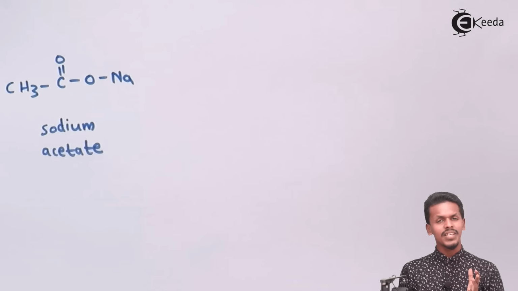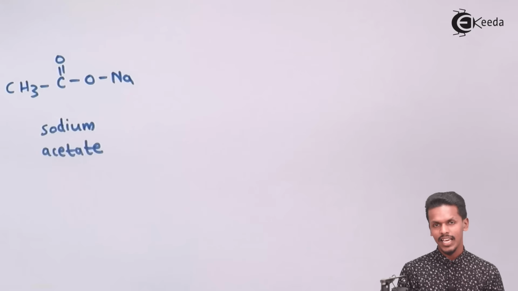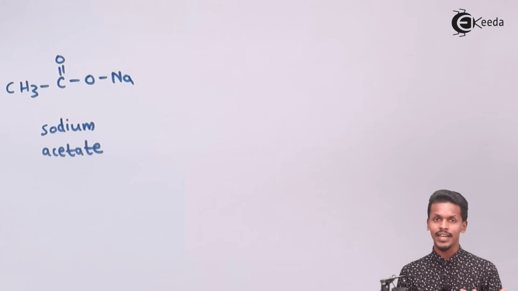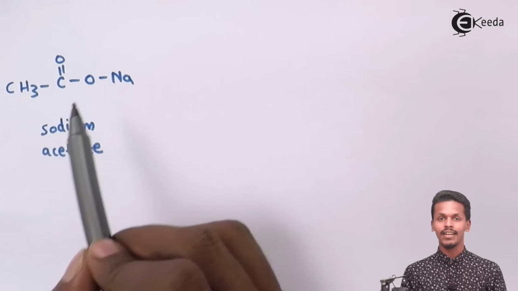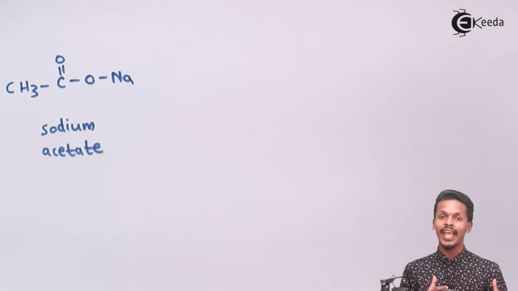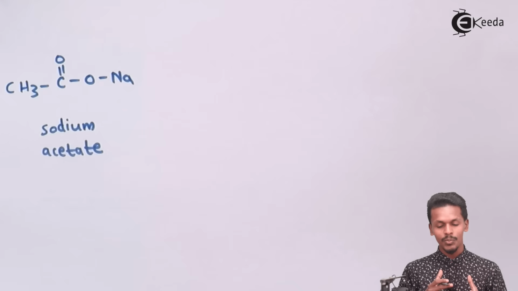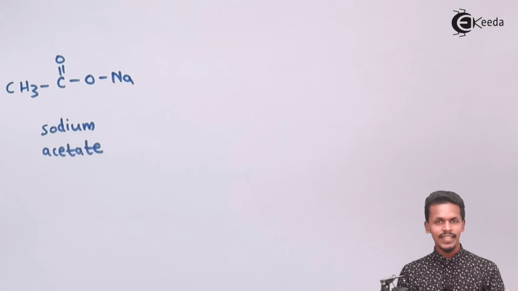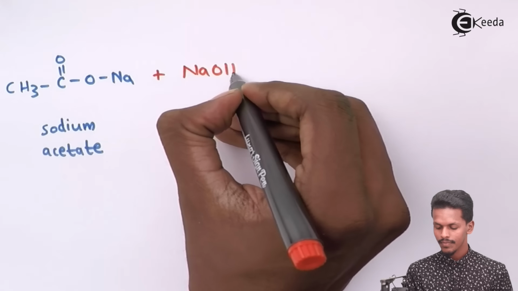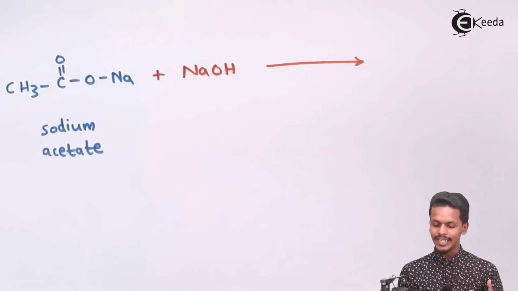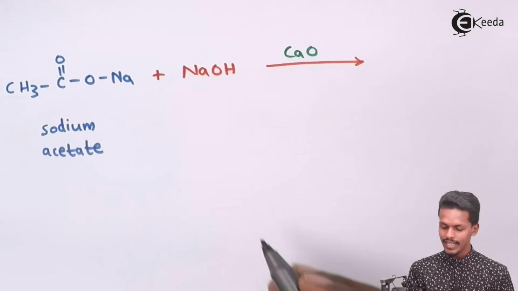From this we have to prepare an alkane. So we will do a decarboxylation process, but decarboxylation doesn't take place on its own. We have to introduce some reagents, or heat it. But as this is a sodium salt, it can't be removed directly by heating. So we have to introduce a reagent so as to remove this as a byproduct. We will introduce sodium hydroxide, NaOH, in presence of calcium oxide, and we will heat it.